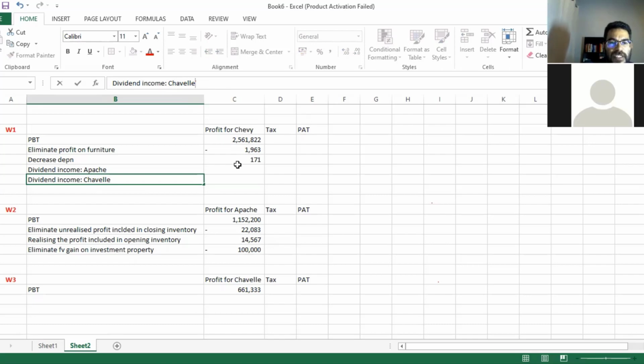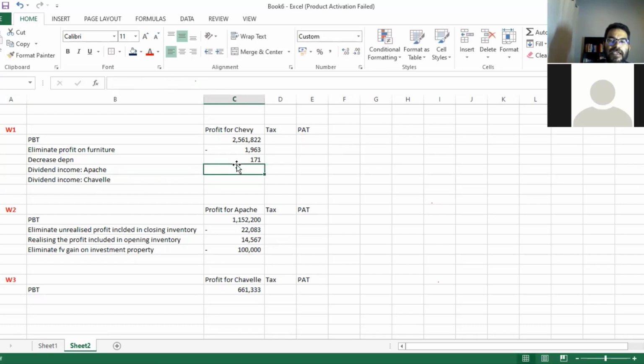How are we going to deal with this? APAC declared a dividend of 60,000 Rand. We got 70% of that. So we want to eliminate dividend. Dividend income increases profit. To eliminate it, we must decrease profit. So we're going to say minus 60,000 that APAC declared, but we got 70% because we have a 70% shareholding. Similarly, we're going to subtract the dividend income that's included in our profit.